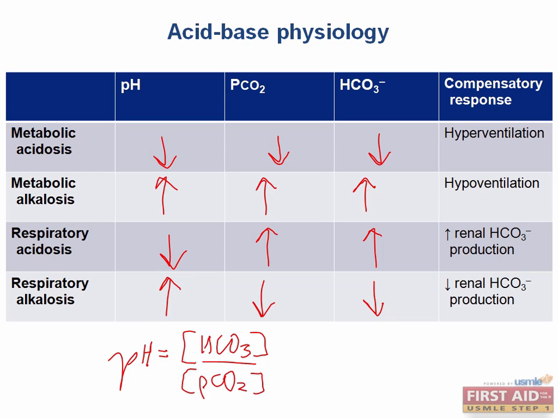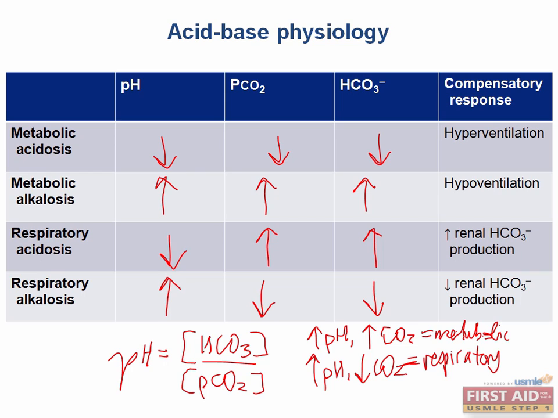Here's one more shortcut you can use to identify whether a disturbance is primarily respiratory or metabolic. If the pH and pCO2 are moving in the same direction, then the primary disturbance is metabolic. However, if the pH and pCO2 are moving in opposite directions, the primary disturbance is respiratory. This works whenever there is only one primary process occurring.